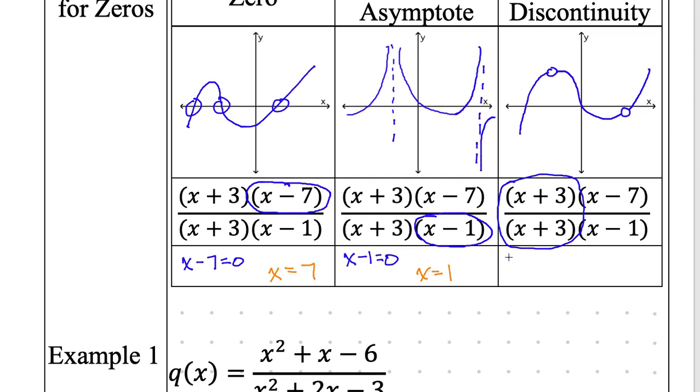So I set that equal to 0. X plus 3 is equal to 0. And shout out, you get a removable discontinuity at x is equal to? Be careful. Negative 3. There it is.